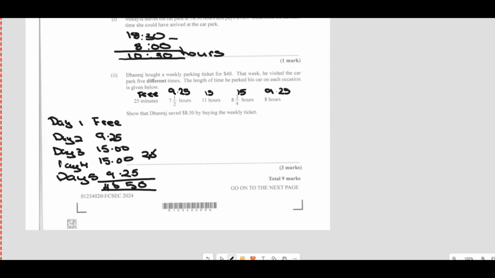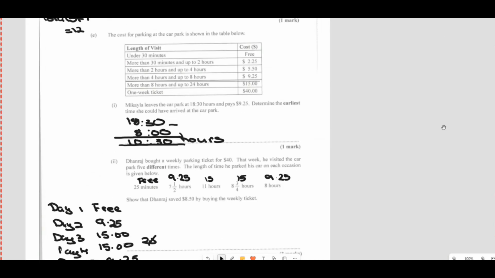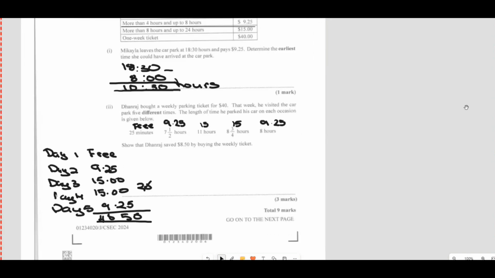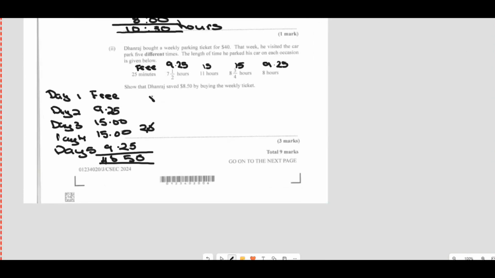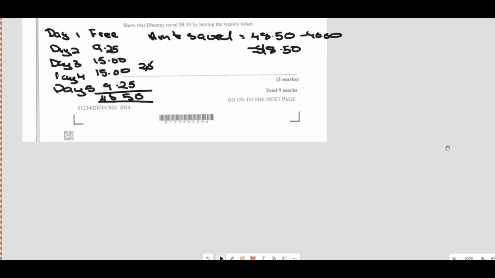However, they said on the chart you can pay for a 1 week ticket of $40. So the amount saved would be, if he had to pay daily, it would have cost $48.50, but he bought a $40 ticket for the entire week. So when we subtract that, you see that he saved $8.50, and that is how you would do part 2. Right, and that is the end of January 2024, number 1.